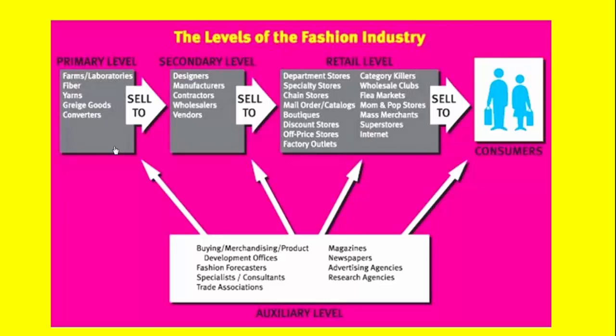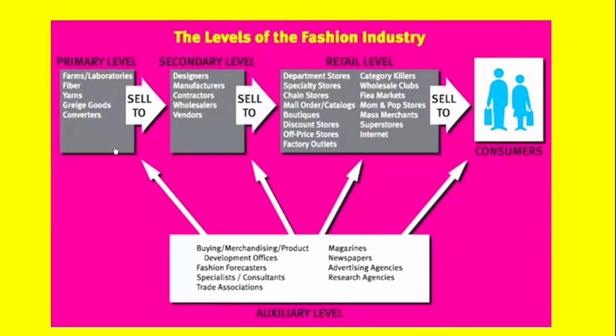And then the secondary level is where we begin to create our ideas and develop ideas of the finished product and then produce them. Okay, so we have designers and manufacturers, who can do it all. They can take an idea and create a finished product from it. The contractors, wholesalers, and vendors only deal with the finished product. So they take a fully produced garment and then resell it to the retailer at the retail level.